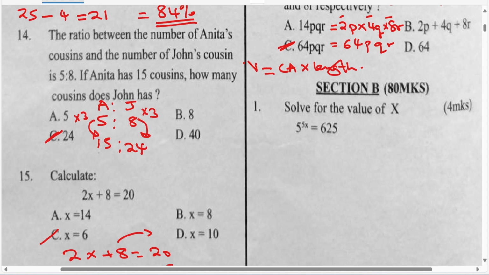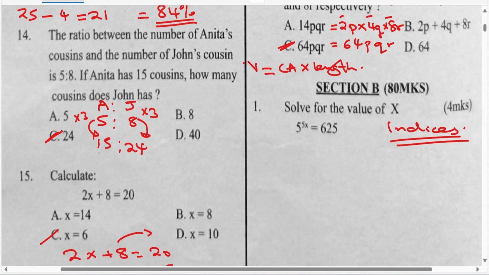What topic is this? This topic is indices. Okay, and indices is an easy topic. There are many rules to it. There is the product rule, there is the quotient rule. The product rule means when you multiply two numbers with the same bases, what do you usually do with the powers? You add the powers. But for now, we won't apply those rules here.